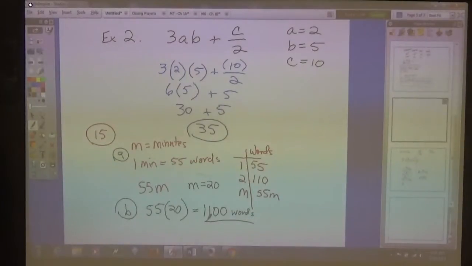Your assignment is on page 16. And I want you to do the evens. I want you to do 4 through 28 evens. 4 through 28 evens. Okay?